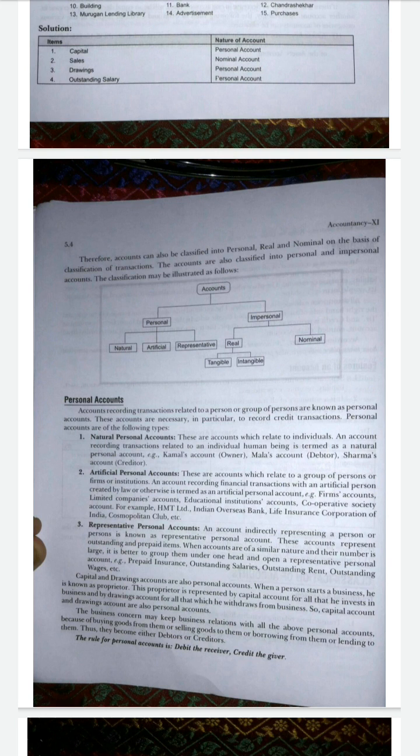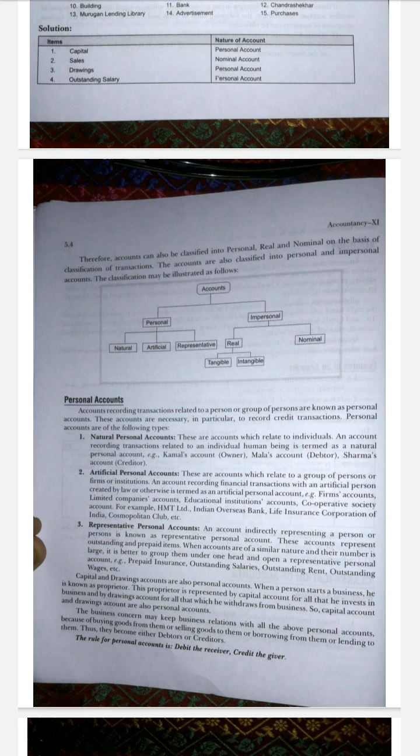Personal accounts are subdivided into three types: natural, artificial, and representative. The first one is the natural personal accounts. These are the accounts which relate mainly to individuals. Recording transactions of individual human beings is called a natural personal account, that is, Kamala account, Mala account, Sharma account.